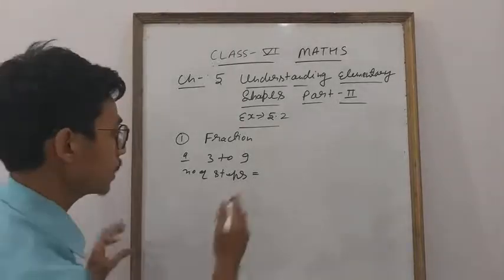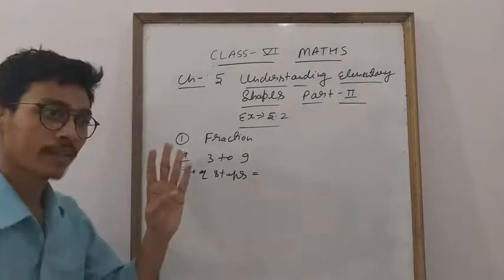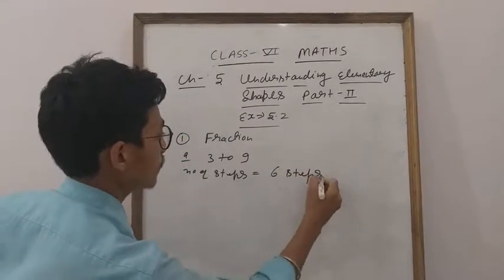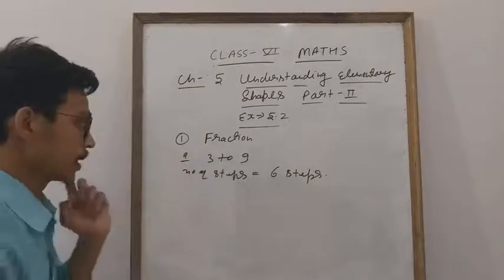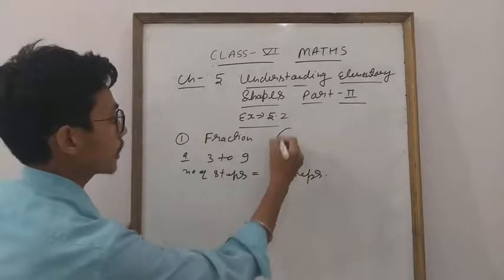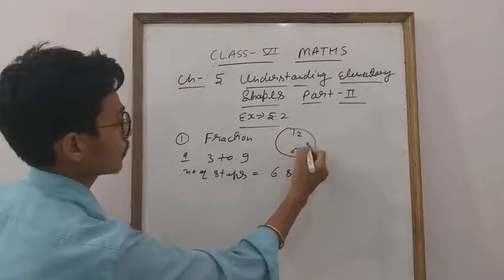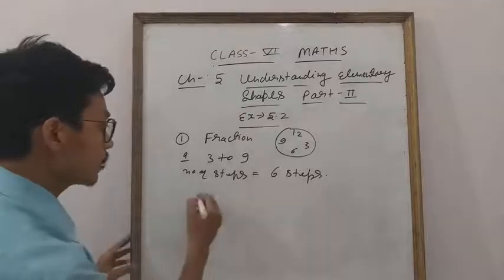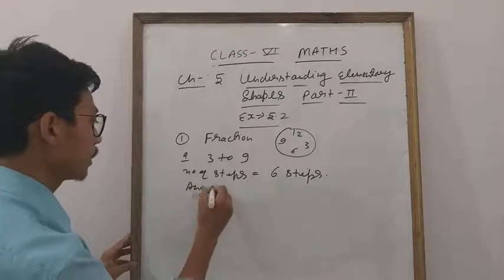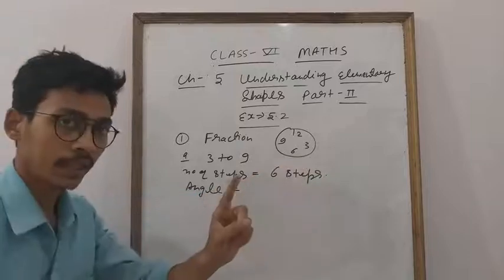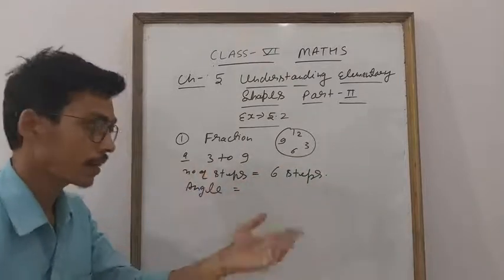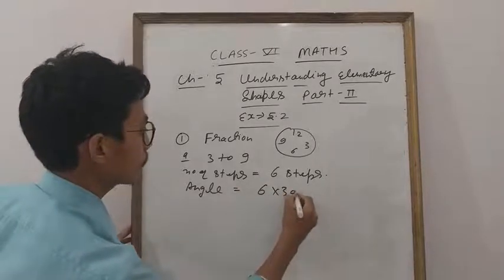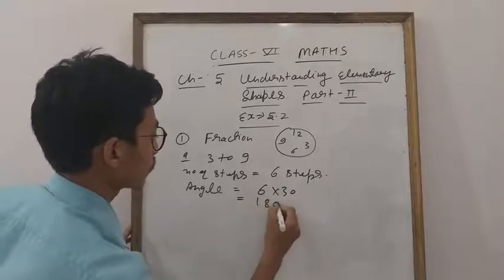Everyone knows 3 to 9 is 4, 5, 6, 7, 8, 9, that is 6 steps. See, I am giving the very basic rule. Okay, 6 steps. Now you know that the clock is given: 12, 6, 3, 9. So I explain that every hour there is an angle of 30 degrees. So 1 step is 30 degrees, 2 steps is 60 degrees. Similarly 6 steps means 6 into 30, it comes to 180 degrees. Okay everyone.